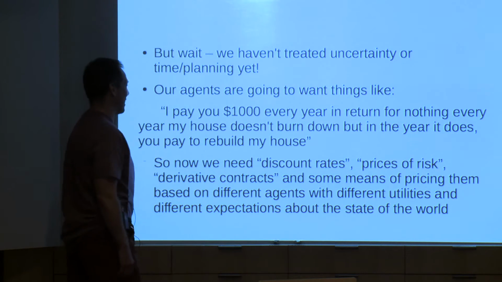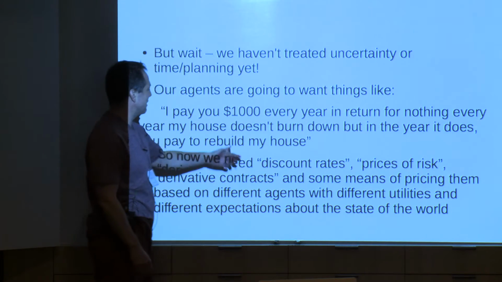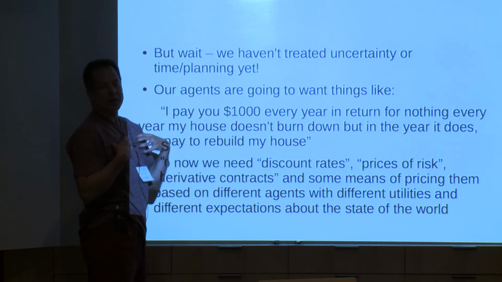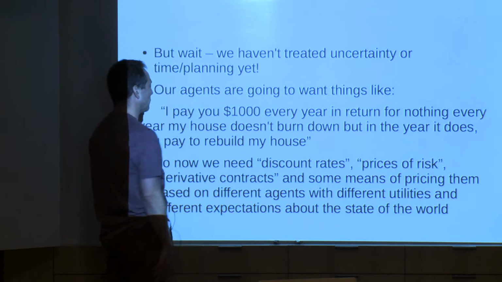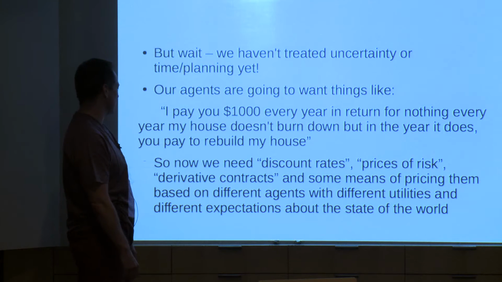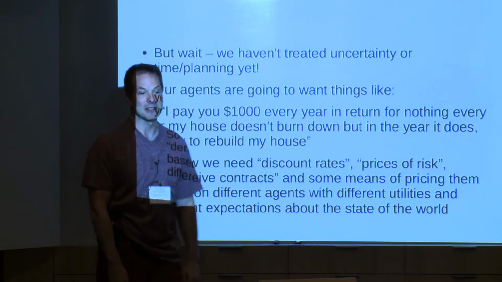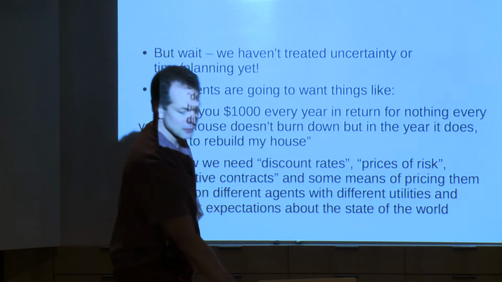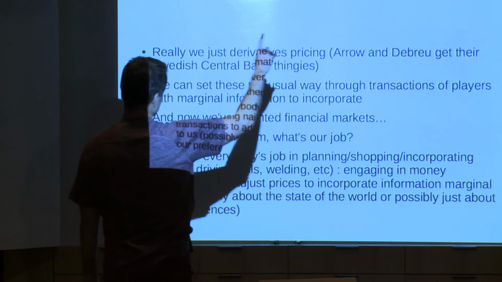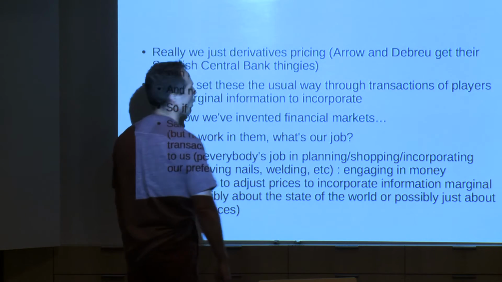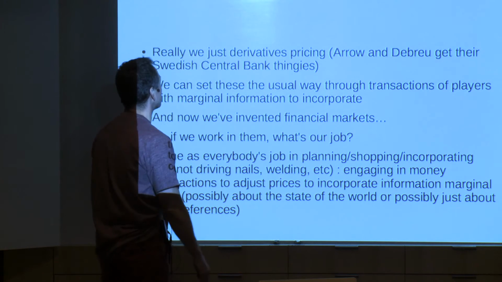So now we have to have prices of risk, and we have to deal with the fact that I could take money and put it in the bank, or I could lend it to a company and get it years forward, so I need to know what money forward is worth versus money now, so I need discount rates. Or more generally, I just need derivative contracts, and I need some means of pricing these derivative contracts for all these different agents in this complicated world. But really, derivatives pricing is general enough that all of the insurance, prices of risk, and discounting you can put into the name of derivatives pricing.